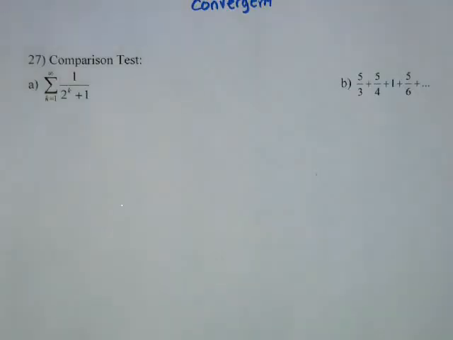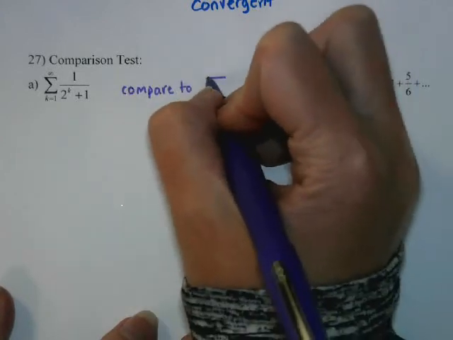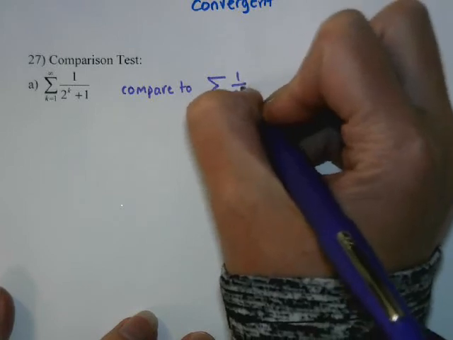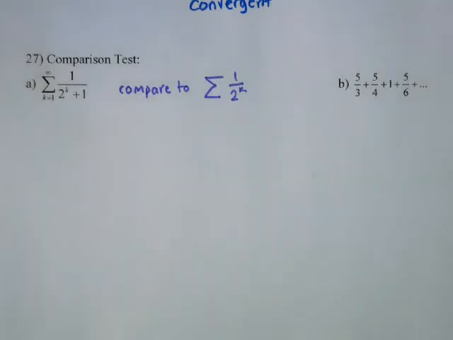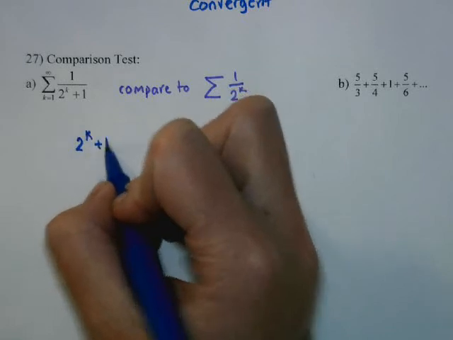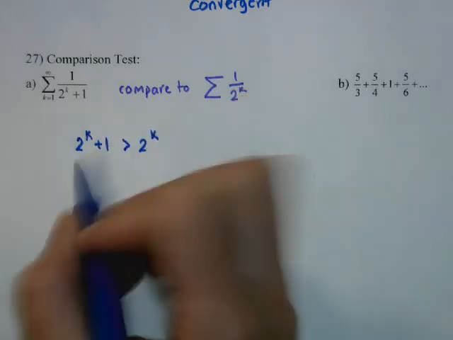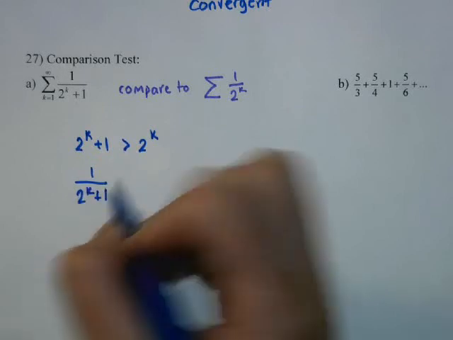The last test that we have is the comparison test. So we're going to take this, and I'm going to compare this to 1 over 2 to the k. Okay, I'm choosing this because this one is an infinite geometric series with a common ratio of 1/2, so it's going to converge. But I'll deal with that later. I'm going to build the comparison. So 2 to the k plus 1 will be bigger than 2 to the k. So if I take the reciprocal, that will be less.